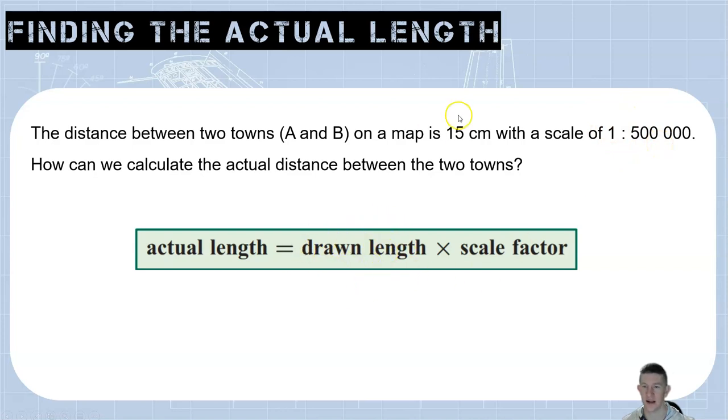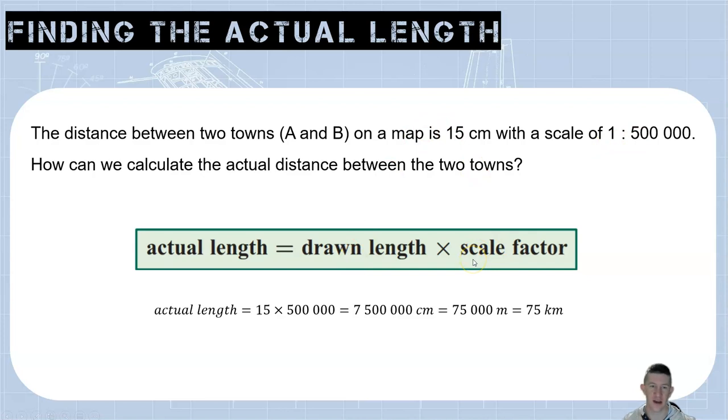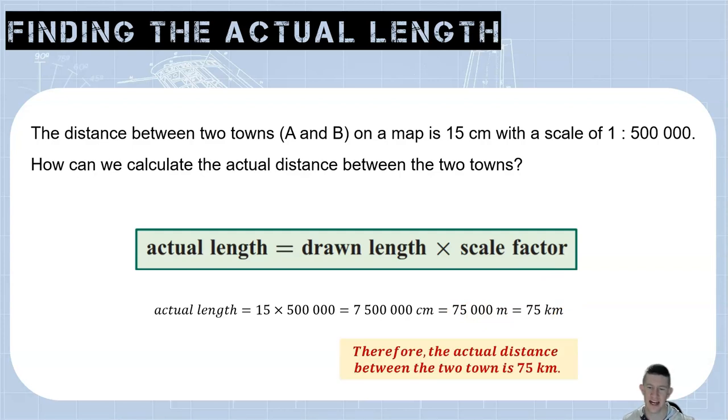Whatever the drawn length is, you multiply it by 500,000, and you get your actual length. So in this case, we get 7,500,000 centimeters. Let's make that a little bit cleaner. We get 75,000 meters, or 75 kilometers, between the two towns. So the actual distance is 75 kilometers using that scale.